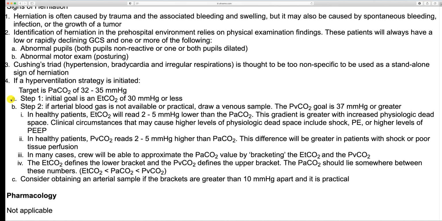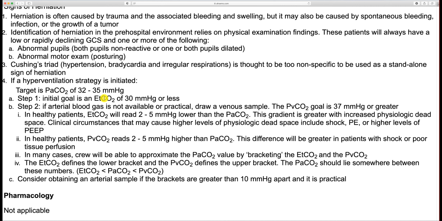So Gab, do you want to walk us through the bracketing? Yeah, and Shell, just so there's no ambiguity, even if we have access to an arterial sample, we're still going to do this first, right? We still want to get the end tidal to our goal before we draw that sample, because if the end tidal's high, we already know the arterial is going to be high because of the bracketing.